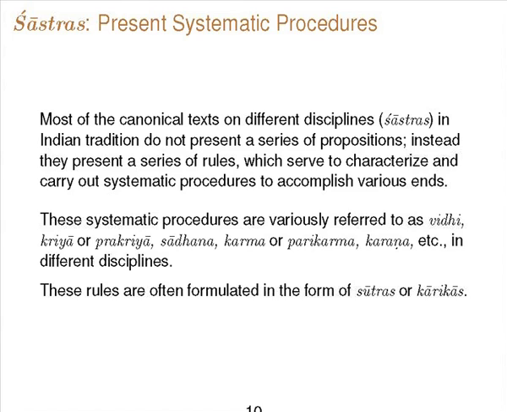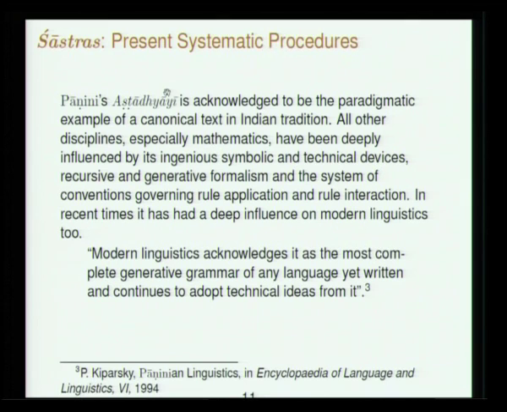So, the rules given in shastras are usually called vidhi, kriya, prakriya, sadhana, karma, parikarma, karana. These are the names, and these rules are what are usually formulated as sutras. So, the technical disciplines in India provide systematic rules of procedure rather than a set of propositions.